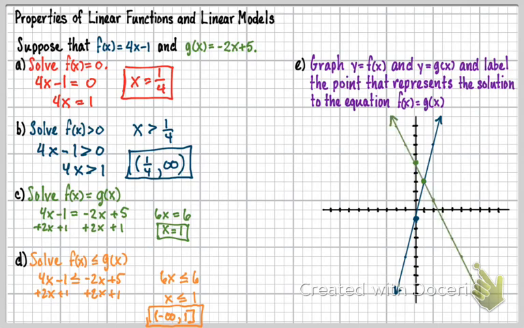And the answer for this one then would be, it says graph y equals f of x and y equals g of x, and label the point that represents the solution to the equation f of x equals g of x. So that would be this point here. That would be 1, 3. It would be here. The solution means where they're equal, and that's what that means there. Where is f and g equal? It's right there. So that's my answer for this one, 1, 3. But all of this is crucial for the problem itself.